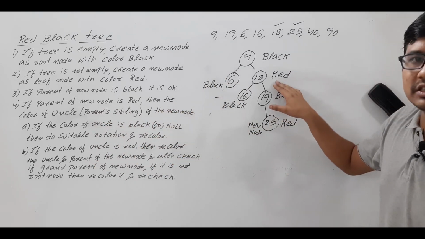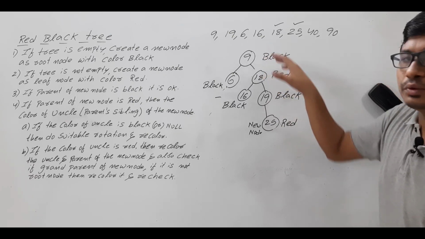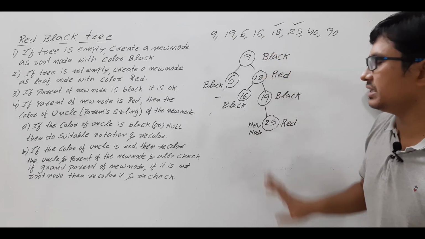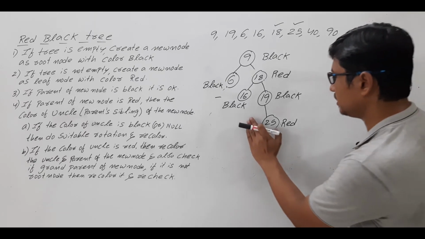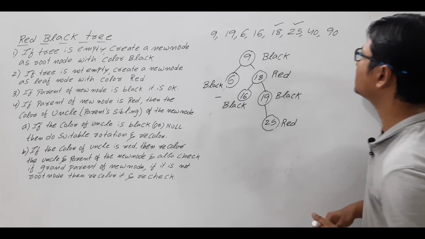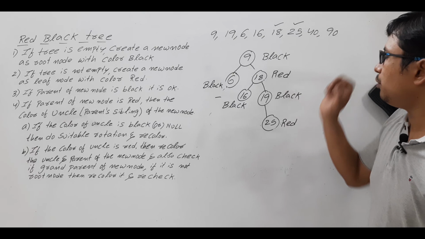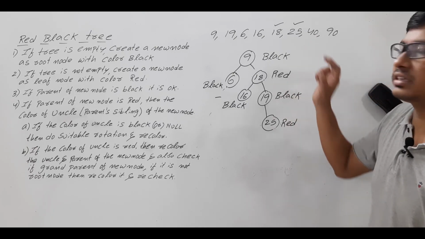So after changing this black to red, there was no red conflict, so I can leave it. Is it clear? Are you able to understand? So we have successfully inserted up to 25. Now I want to insert 40.